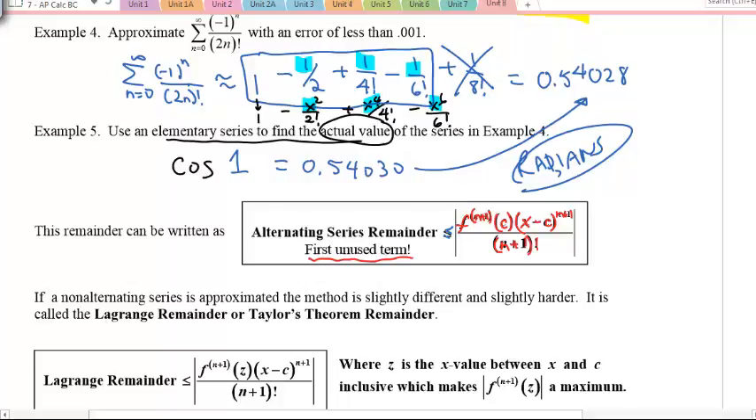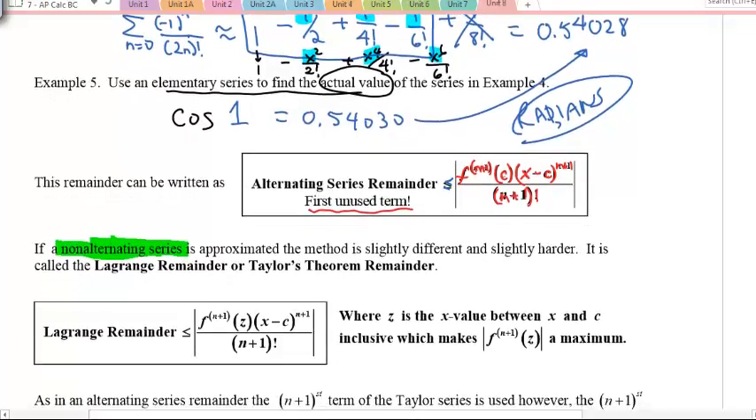Now, here's a little twist. That works for an alternating series, but what about things that are not alternating? So what happens if you have a non-alternating series? Well, slightly different, yet mostly the same. We call it the Lagrange remainder, or the Taylor's theorem remainder. And notice the difference between the Lagrange and the alternating. The only difference occurs right here. What's z? Where did that come from?